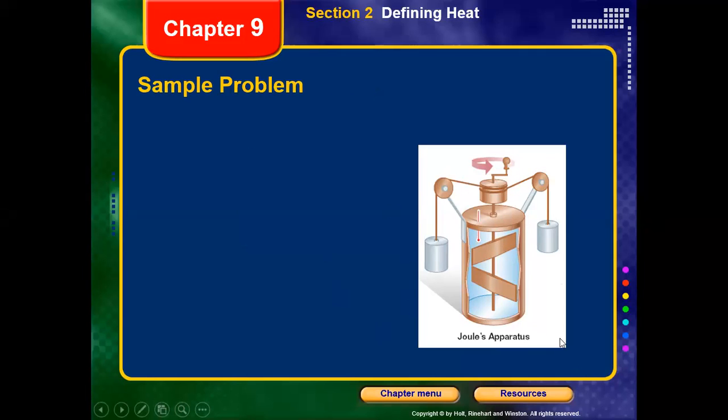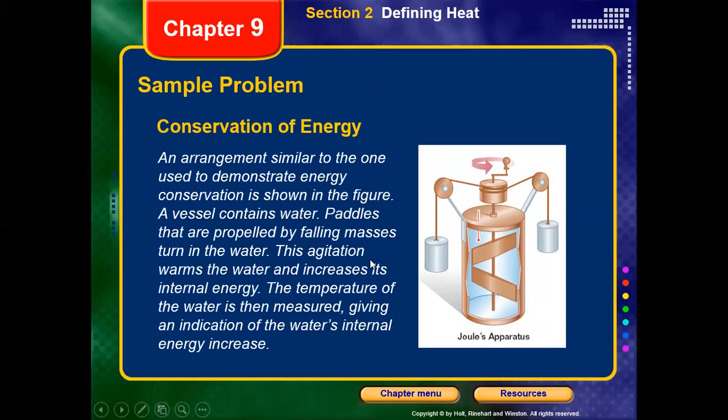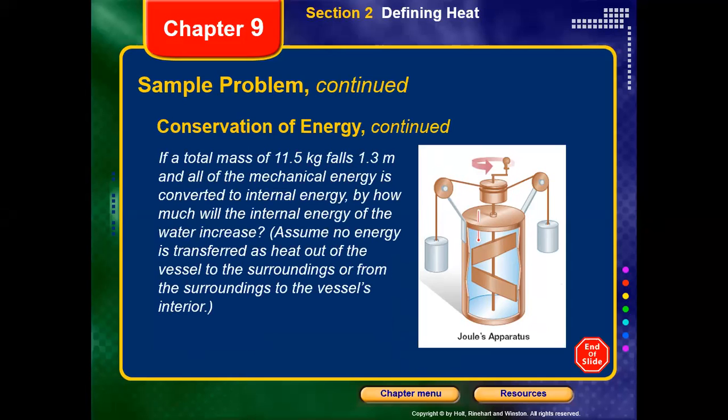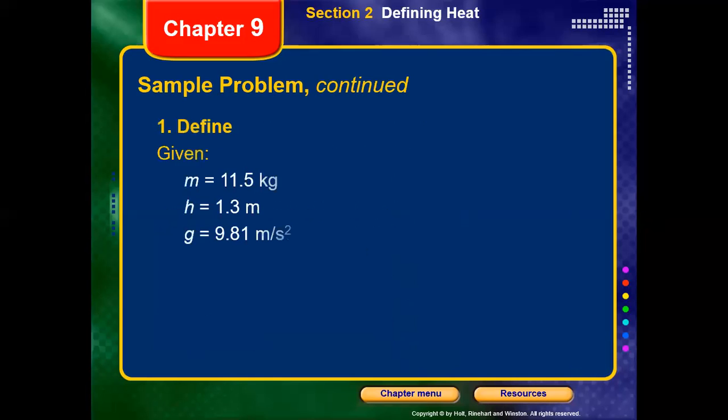This is Joule apparatus, which we explained, and this apparatus explains the conservation of energy. Here, a simple problem. He gives you the mass equal 11.5 kilogram, the height, which the weight will move downwards.